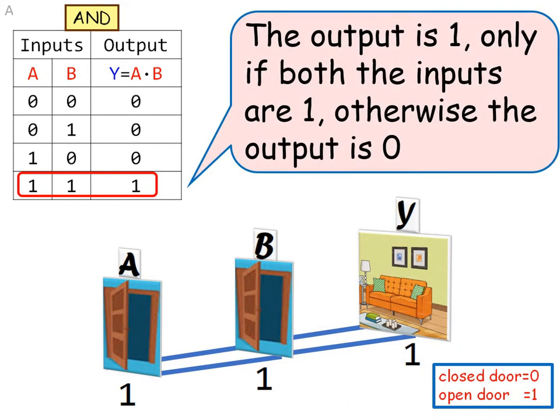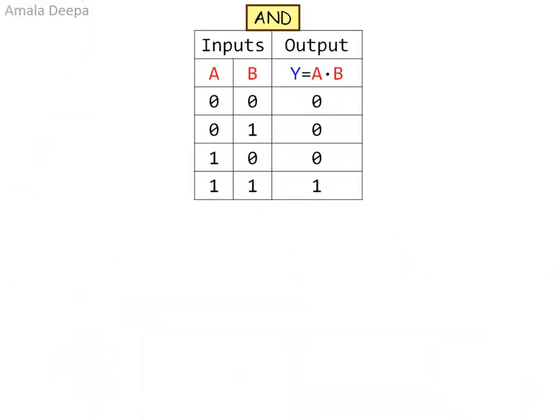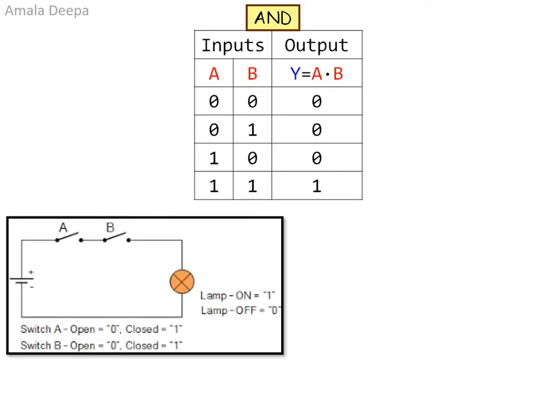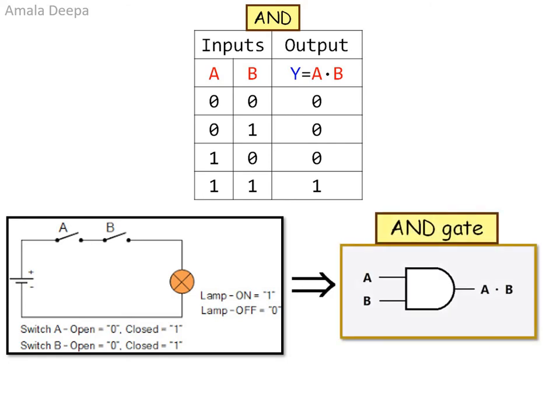The output is 1 only if both the inputs are 1. Otherwise, the output is 0. This is the truth table of AND operation. Here you can see the circuit diagram of AND operation, which has 2 switches connected in series. This circuit is symbolically represented by the AND gate.